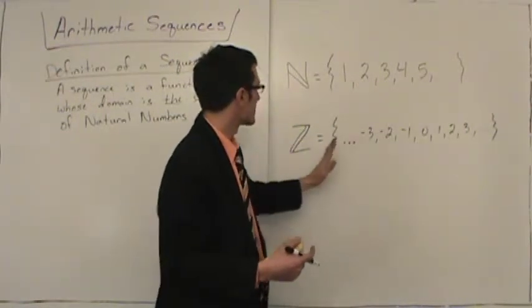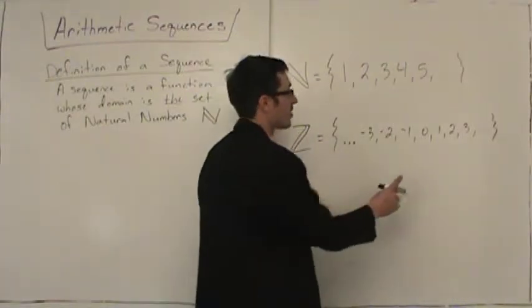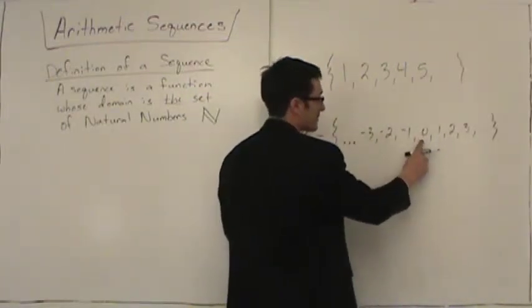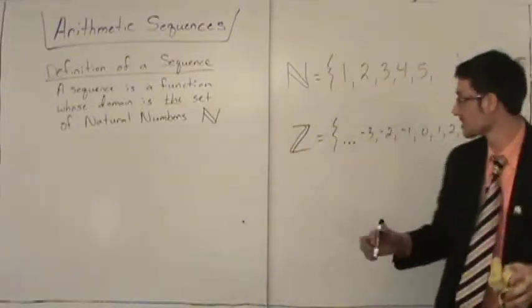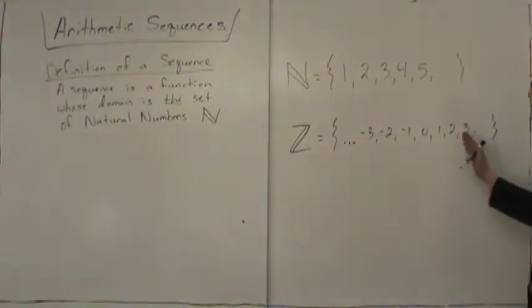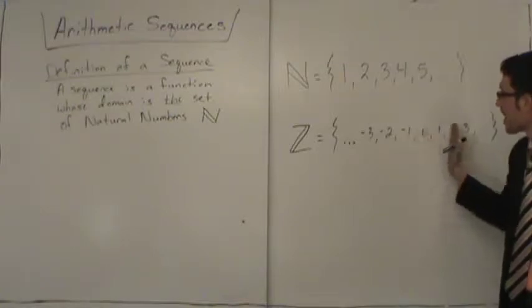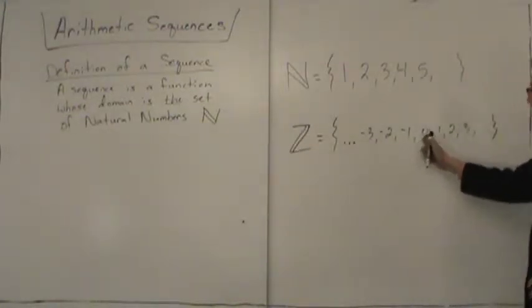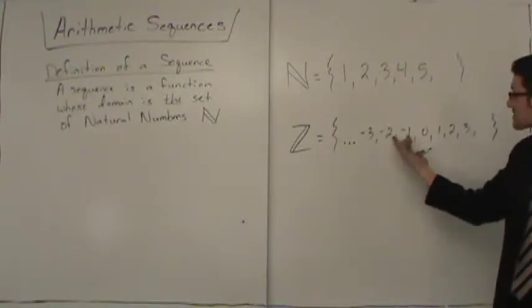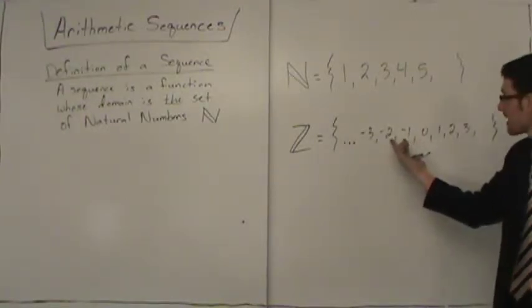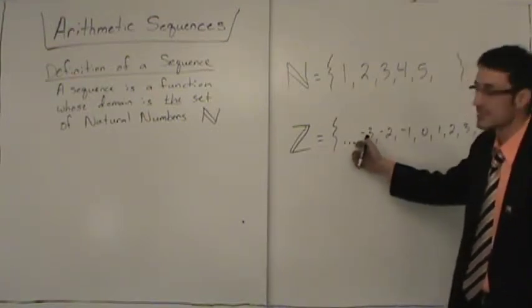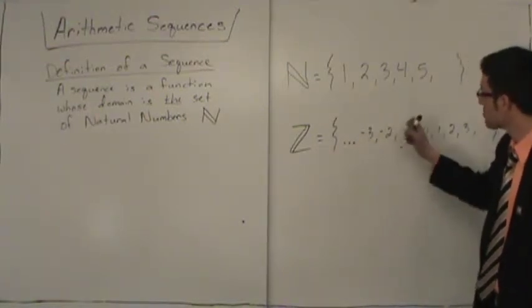Now, the set of integers, notice, are all of the natural numbers, their opposites, and 0. So we have all of the natural numbers 1, 2, 3, 4, 5, all of their opposites -1, -2, -3, and so on and so forth, and we have 0. Again, there are gaps. The number -1.5 is not in the set of integers. -3.7 is not in the set of integers. It is just the whole numbers.